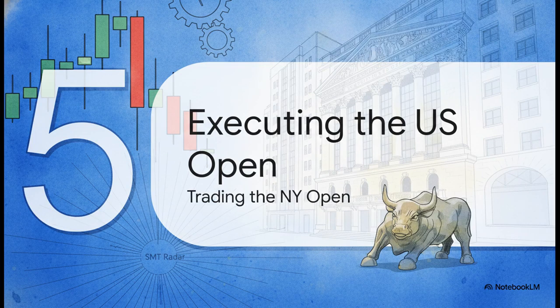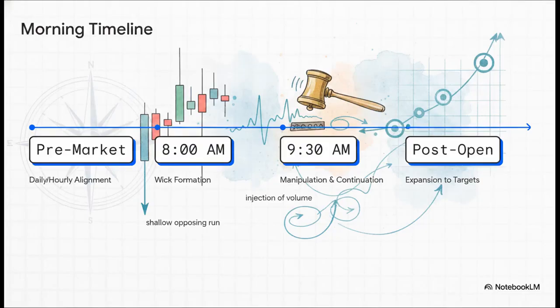Section 5. Executing the US Open. This is it. We have our bias, our SMT, our candle logic. It's time to trade the New York Open. This is the main event right here. Here is your literal morning timeline for execution. Pre-market, you are busy establishing that daily and hourly alignment. At 8 a.m., the market opens and we are immediately hunting for that initial wick formation. You know, that shallow opposing run we were just talking about. Then at 9:30 a.m., the bell rings, injecting all that volume needed for manipulation and continuation. And finally, post-open, you're simply managing the trade as it effortlessly expands right towards your higher time frame targets.